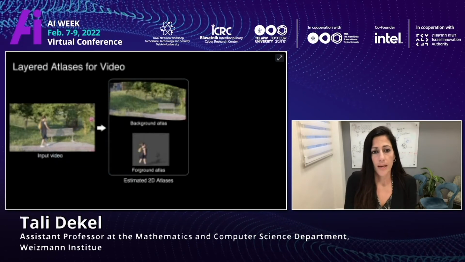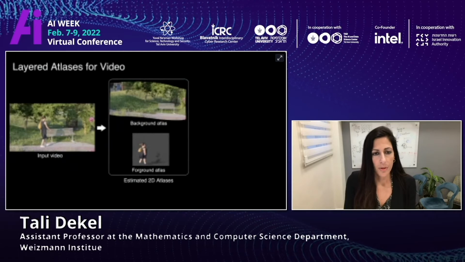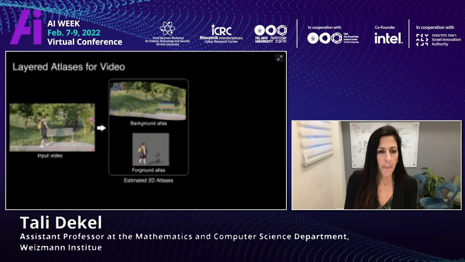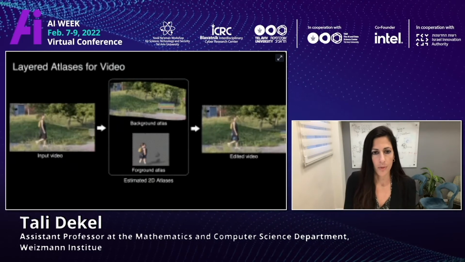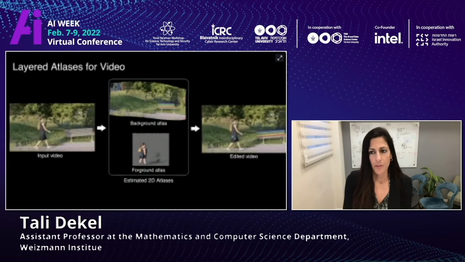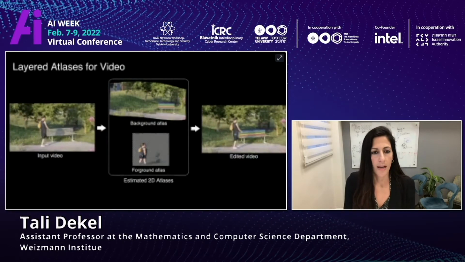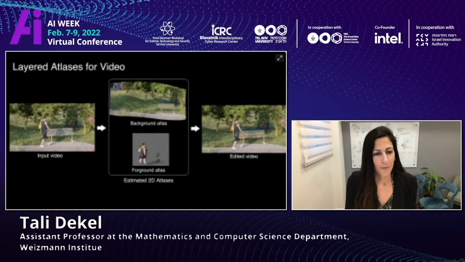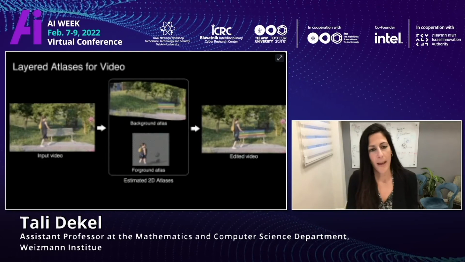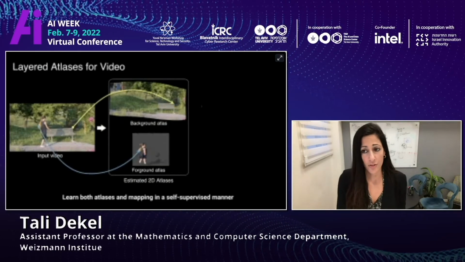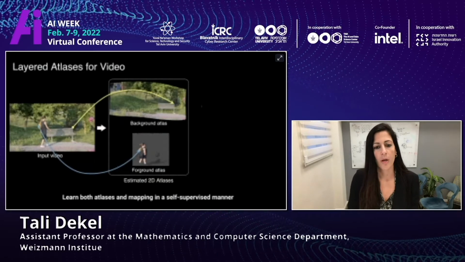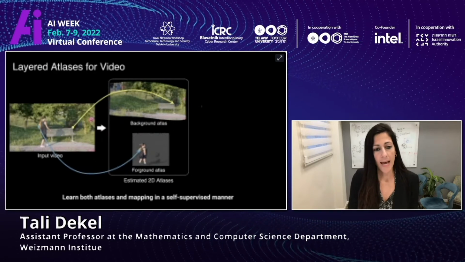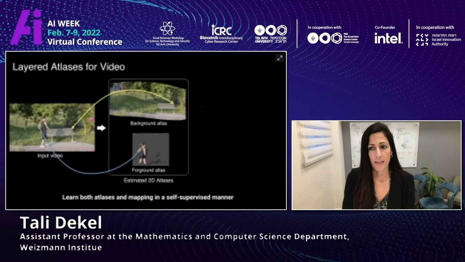Now, if we want to edit the video, we can do so very easily just by directly editing the atlas images, and then use the mapping to map them back onto the original video. So the task of video editing is reduced to editing these 2D images, which is very simple. But of course, estimating and learning the mappings and the atlases is challenging. We are given only the input video without any labels, without any supervision. And our goal is to learn those atlases and the mapping of the pixels onto these atlases.